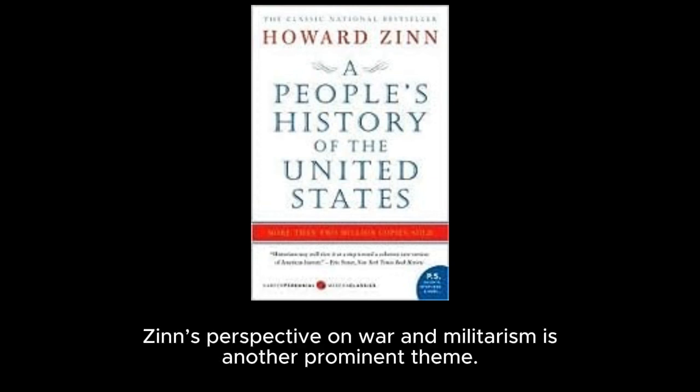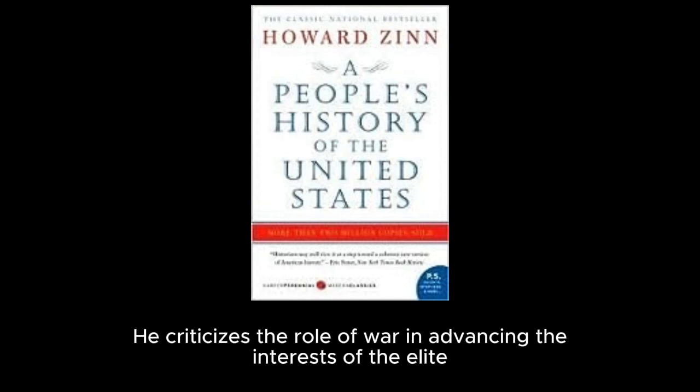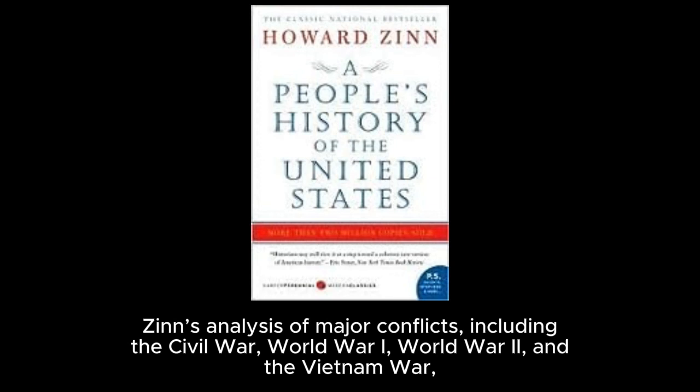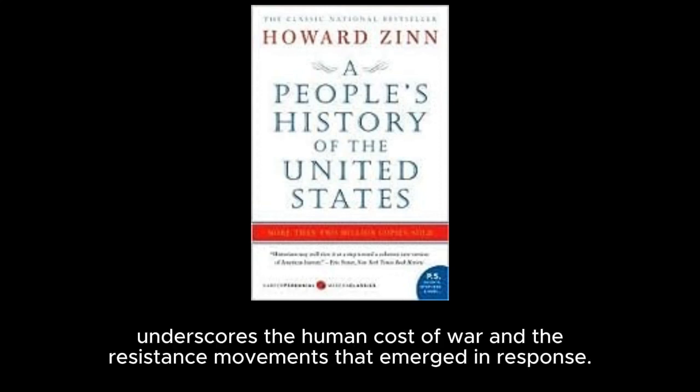Zinn's perspective on war and militarism is another prominent theme. He criticizes the role of war in advancing the interests of the elite, while disproportionately burdening working-class and marginalized communities. Zinn's analysis of major conflicts, including the Civil War, World War I, World War II, and the Vietnam War, underscores the human cost of war and the resistance movements that emerged in response.